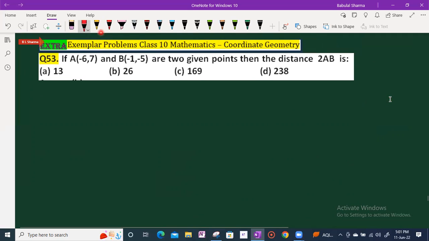Next question. A point is given, B point is given. We have to find out the twice of AB, means AB distance निकालिए, उसका double करिए.